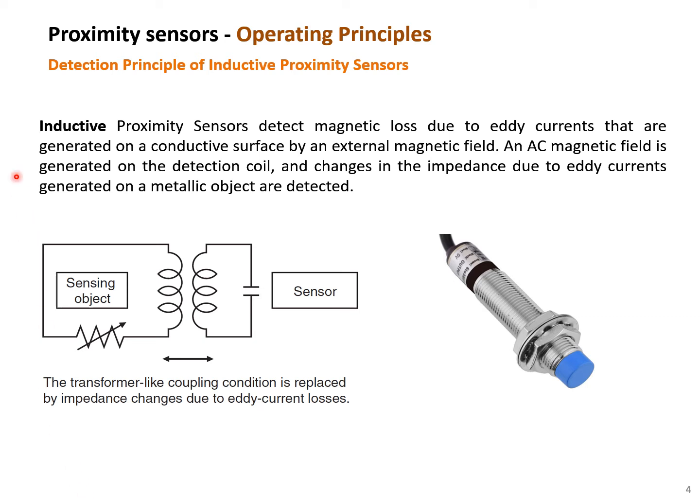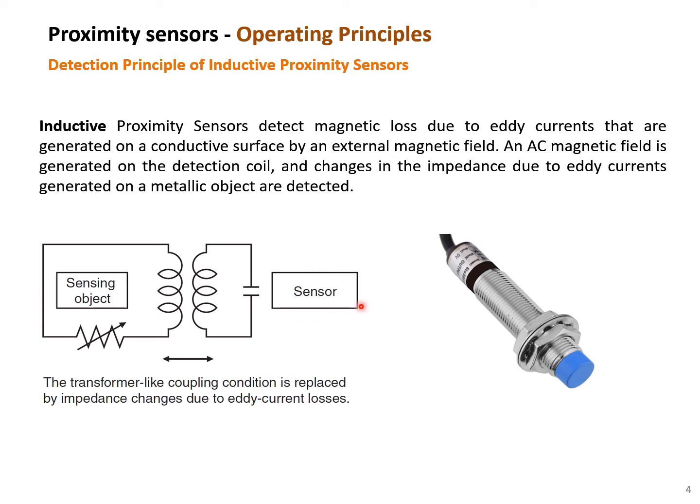Okay, so the first type of proximity sensors are inductive proximity sensors, which detect magnetic loss due to eddy currents that are generated on a conductive surface by an external magnetic field. An AC magnetic field is generated on the detection coil, and changes in the impedance due to the eddy currents generated on a magnetic object are detected.